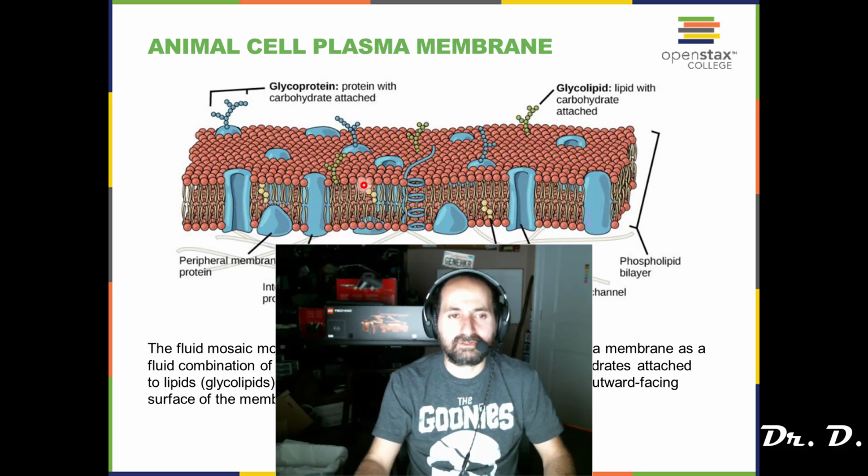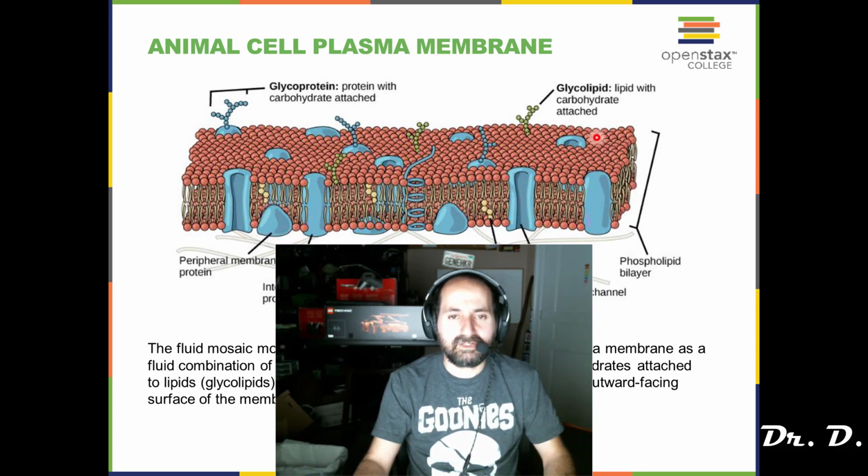This is a steroid called cholesterol. You could have cholesterol in the membrane, which is a steroid. You can have proteins in the membrane. Some of these proteins span the entire membrane. We talked about these before. These are called transmembrane proteins because they span the whole membrane. And then there are other proteins that are more loosely associated with the membrane.